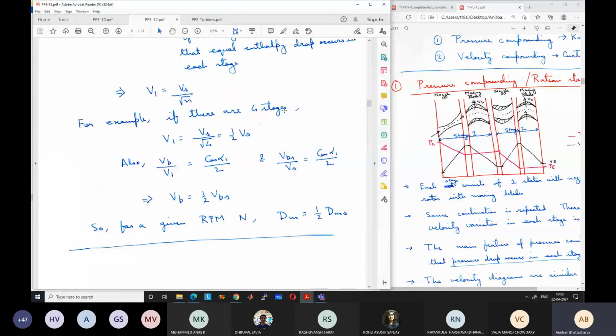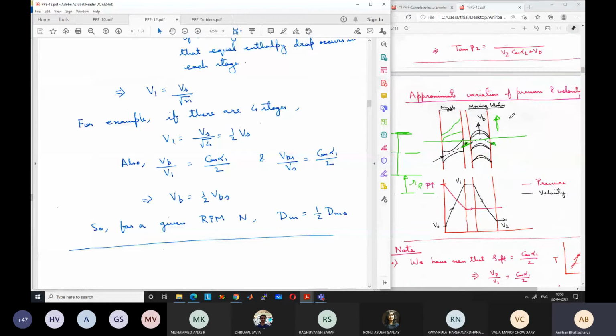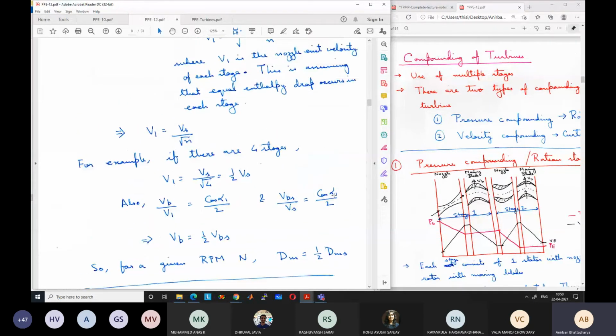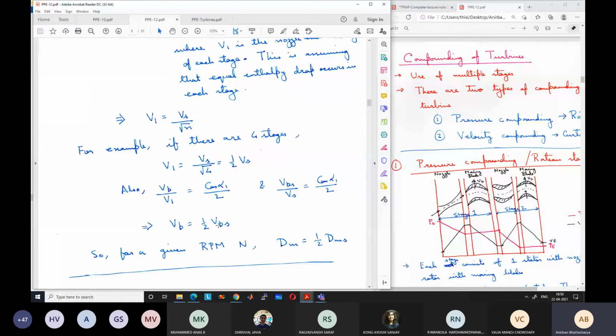Now Vb by V1 is cos alpha 1 by 2, because that calculation is still true, since the same velocity diagram repeats for each stage. So for each stage, Vb by V1 should be cos alpha 1 by 2. And if I have a single stage turbine, then Vbs by Vs will also be equal to cos alpha 1 by 2. So for 4 stages, Vb is equal to half Vbs. The blade speed Vb will be reduced to half. If I have 16 stages, Vb will be 1 by 4 Vbs. So for n stages, Vb is equal to 1 by root over n Vbs.